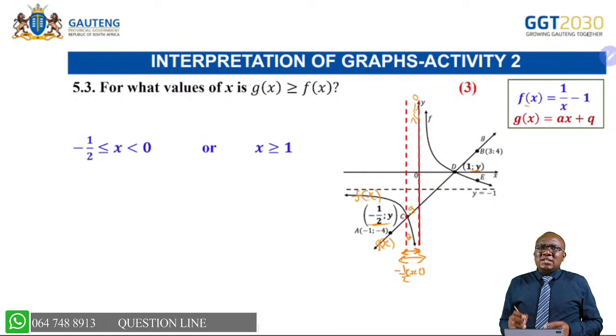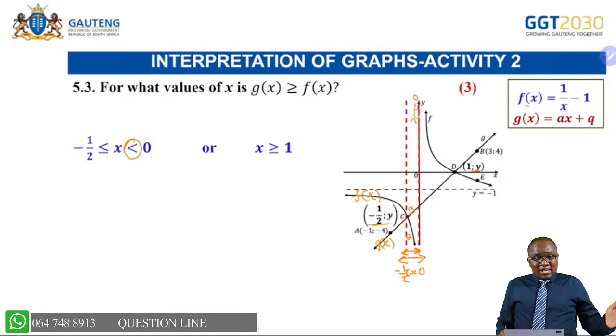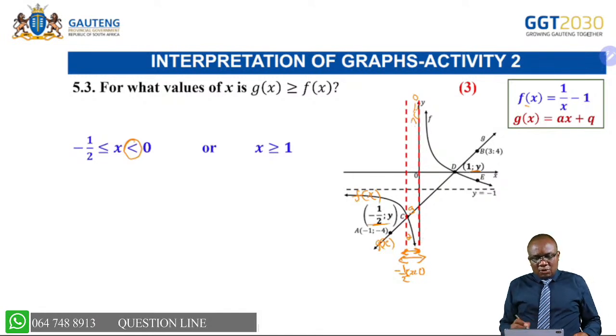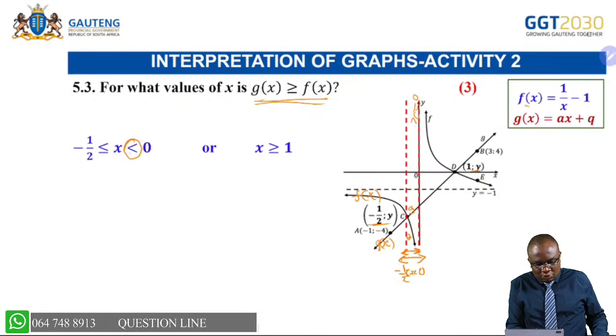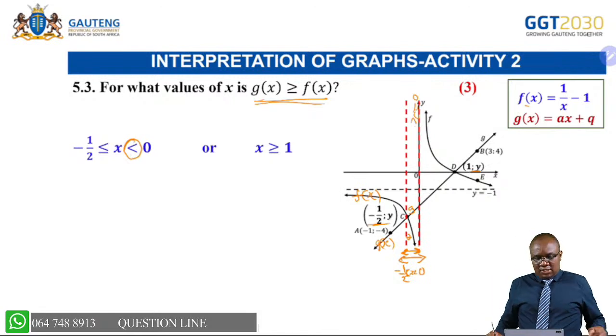Now we cannot include the asymptote, so that's why the 0 is not included. So it's from -1/2 included to 0 not included because of the asymptote. And then here g is above f, that's what we want, greater than or equals to. So we cannot say less than or equals to 0 here, because this is an asymptote, not included. Okay?